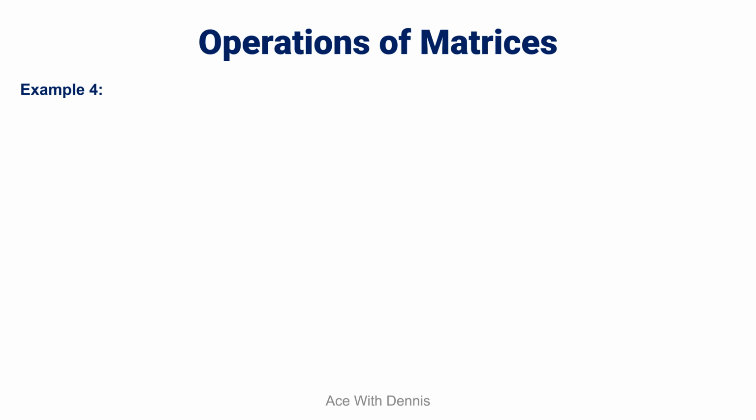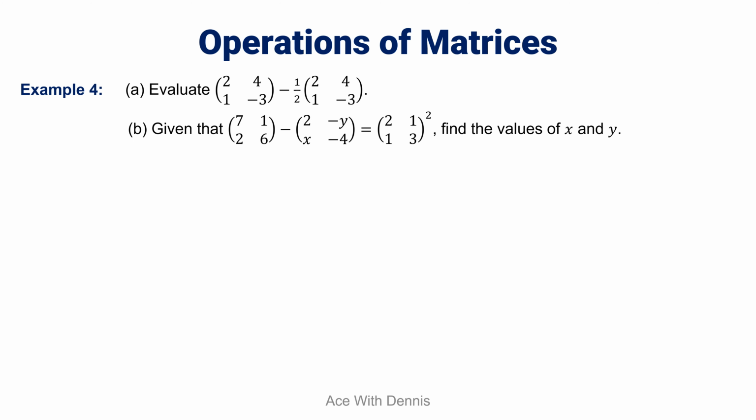Now let's look at example 4. A. Evaluate matrix [2, 4; 1, -3] minus half matrix [2, 4; 1, -3]. B. Given that matrix [7, 1; 2, 6] minus matrix [2, -y; x, -4] equals the square of matrix [2, 1; 1, 3], find the values of x and y.